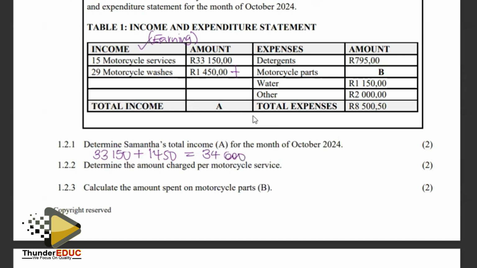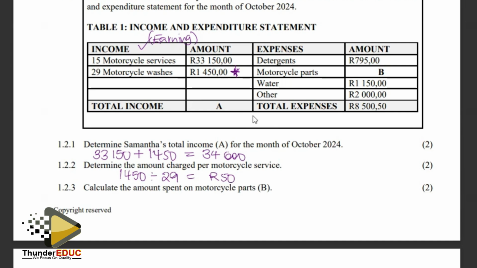Determine the amount charged per motorcycle. Here we are, amount charged. So we shall take the amount divided by 29. Our answer here looks to be 50 rand.